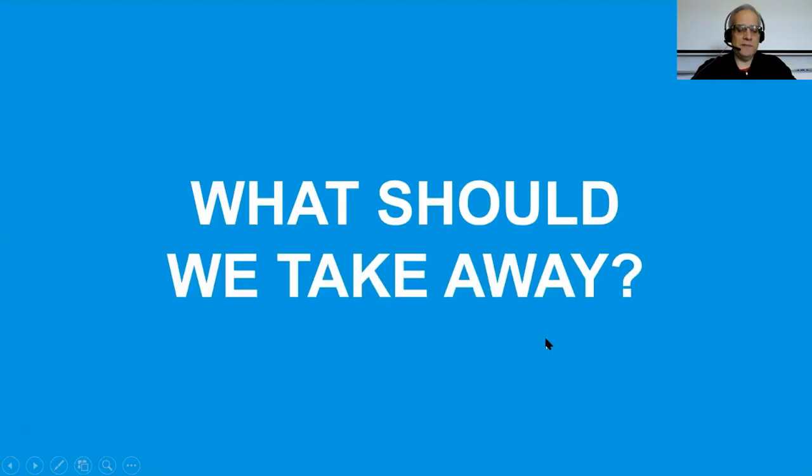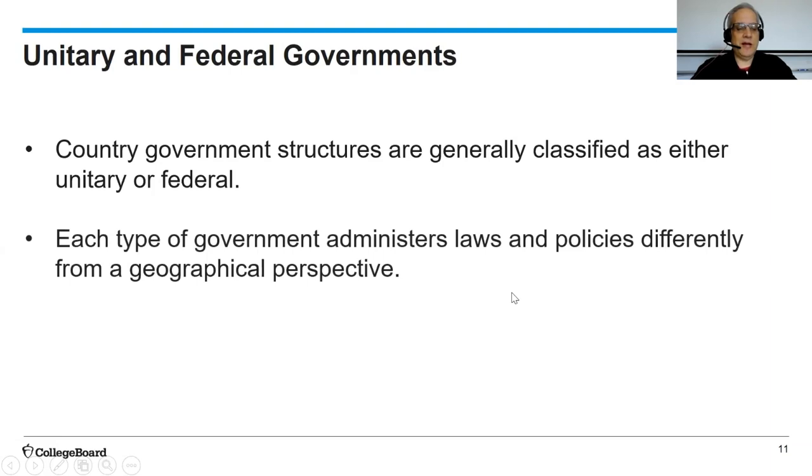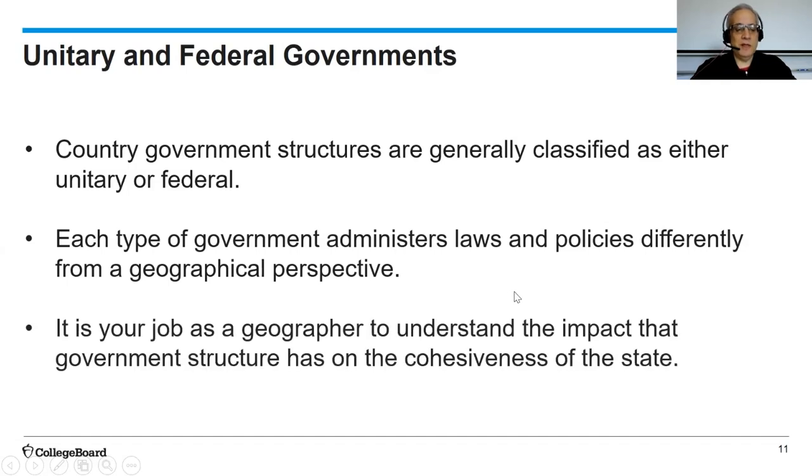What should we take away? Well, country government structures are generally classified as either unitary or federal. Each type of government administers laws and policies differently from a geographical perspective. So it's your job as a geographer to understand the impact that the government structure has on the cohesiveness and the political governance of the state.